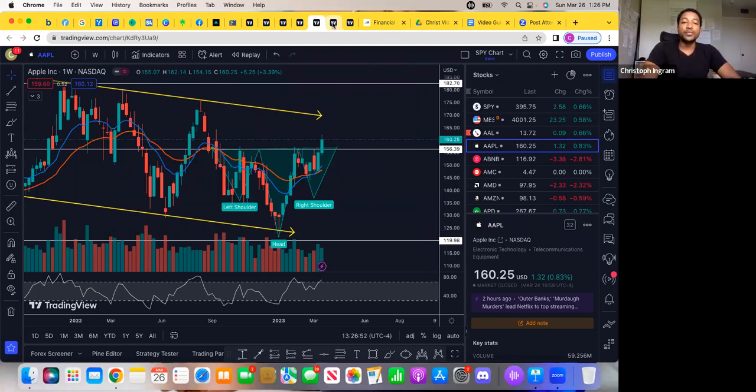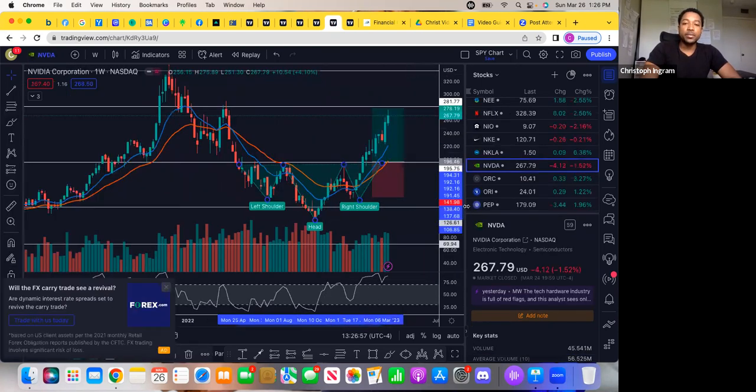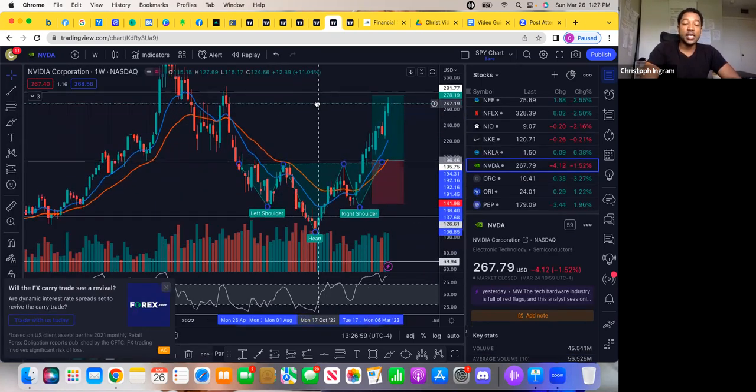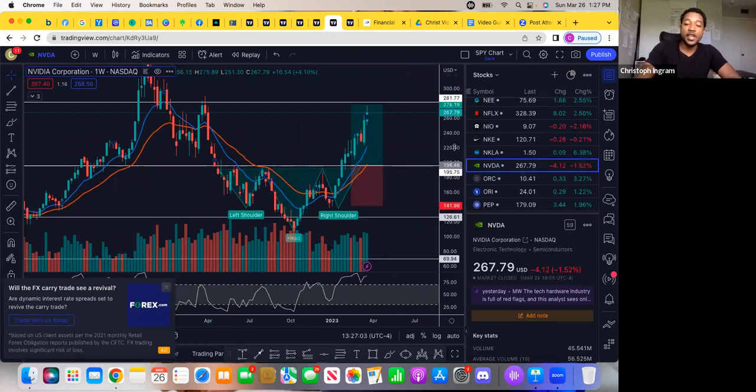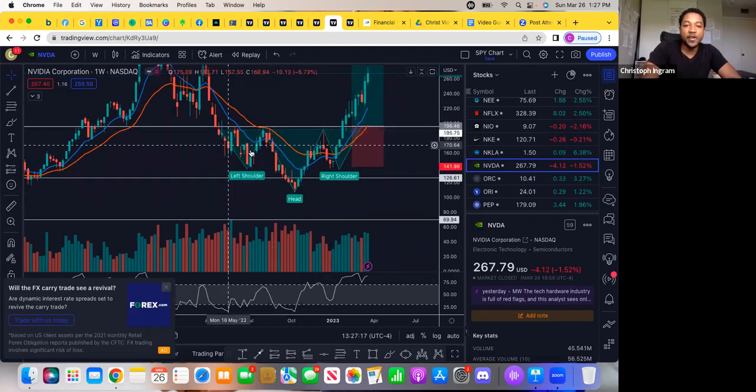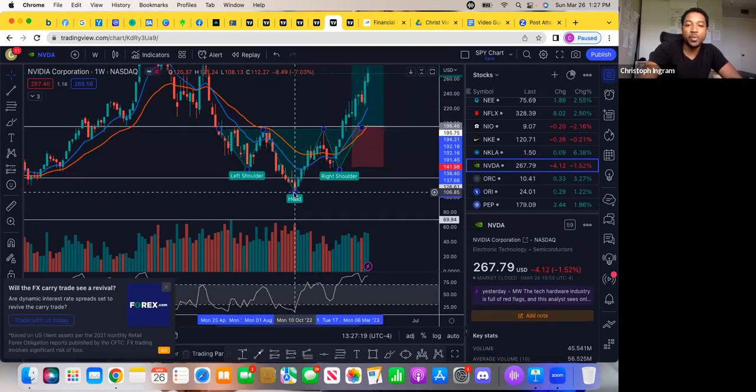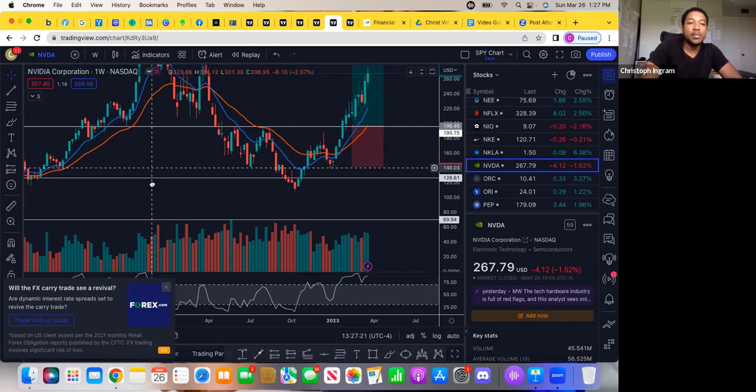So first of all, NVIDIA. We're currently March 26, 2023. NVIDIA made a lower low, lower high, lower low, higher high. No, lower low, lower high. Then it made a higher low and a higher high by breaking this resistance. This resistance is the neckline of the inverse head and shoulders reversal pattern, right? So let me draw it and show you.